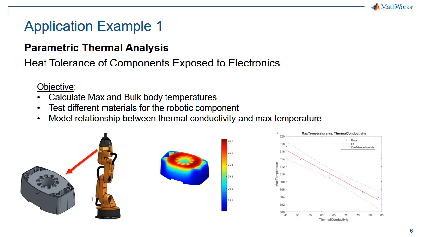If you remember at the beginning of the presentation, I showed a report of a U-bot robot arm. The objective of that analysis was to determine the heat tolerance of that component and to model the relationship of thermal conductivity and max temperature to avoid undesired performance of the robotic arm. Let's see how to perform this analysis using MATLAB and the PDE Toolbox.